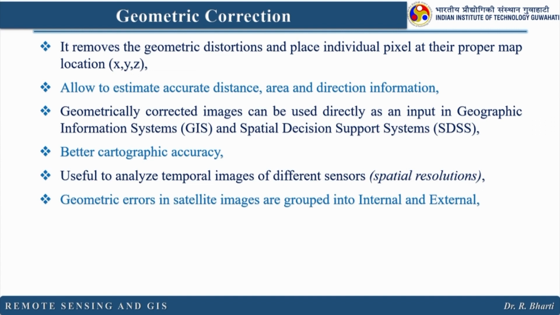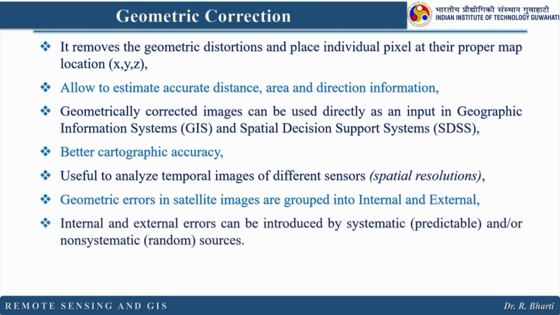Now, geometric errors in satellite images are grouped into internal and external categories, right. And internal and external errors can be introduced by systematic and non-systematic sources or from both.